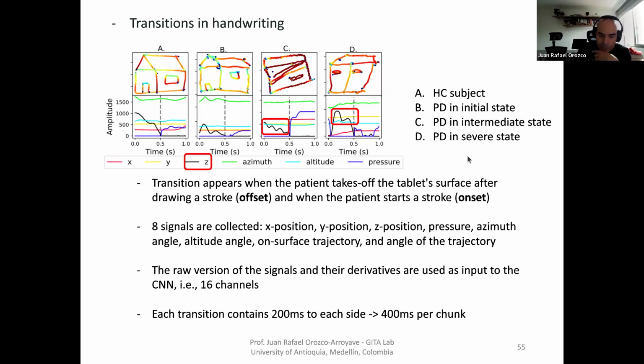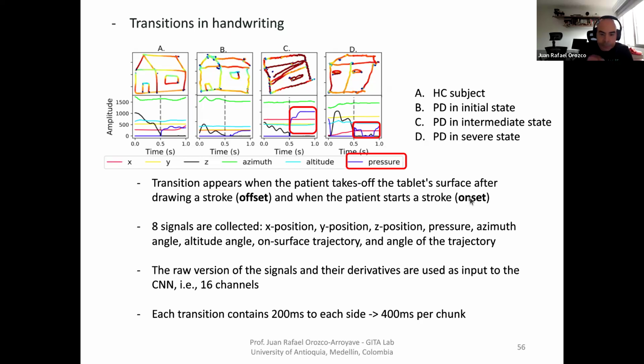And this is one thing. The other thing is when we observe pressure, we can see that once the patient puts the pen on the surface of the tablet, the pressure starts to behave abnormally compared to cases A and B. So we thought, okay, maybe there is also information here in this transition.